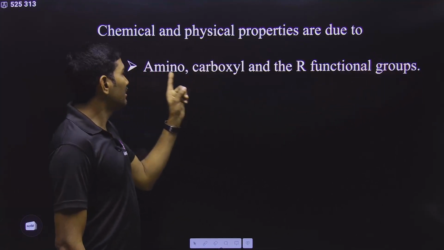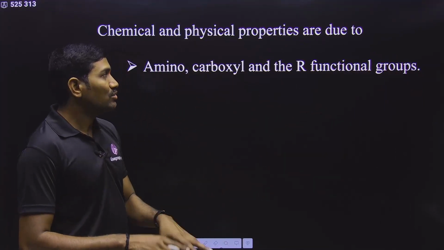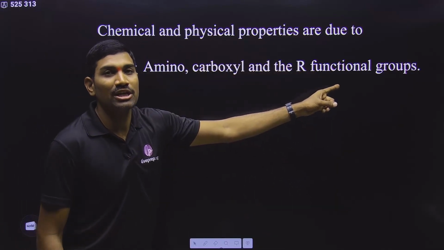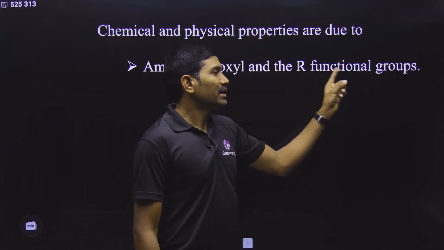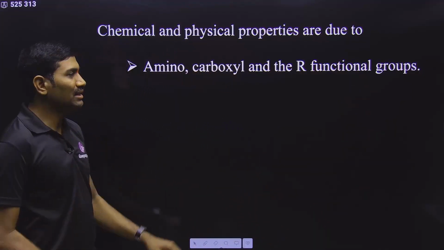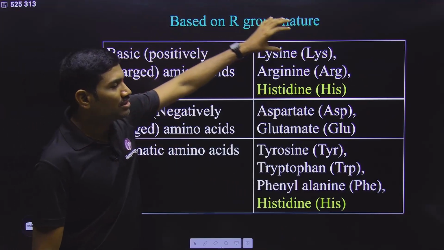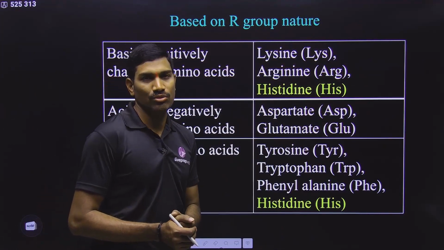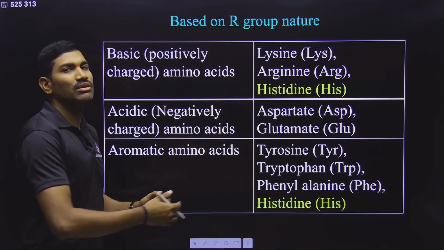But not only this, even the amino and carboxyl groups are also involved in the reactions. So that's why the chemical and physical properties of amino acids are due to the amino group, the carboxylic acid group, and even the R functional group, the side chain, that is also involved in the reactions. This is what they are saying. And next one, based on the nature of this R group, we are classifying amino acids into different types.